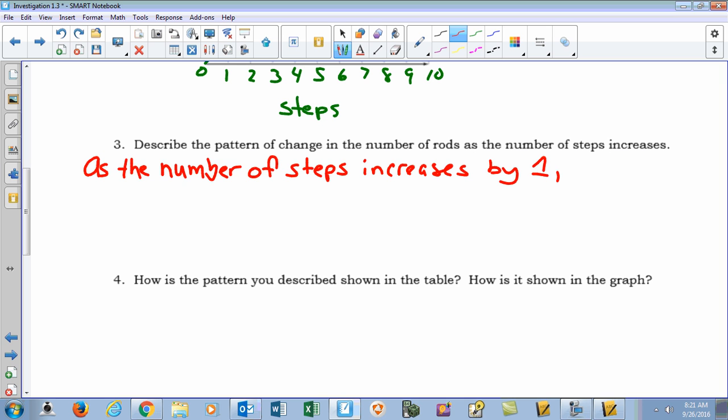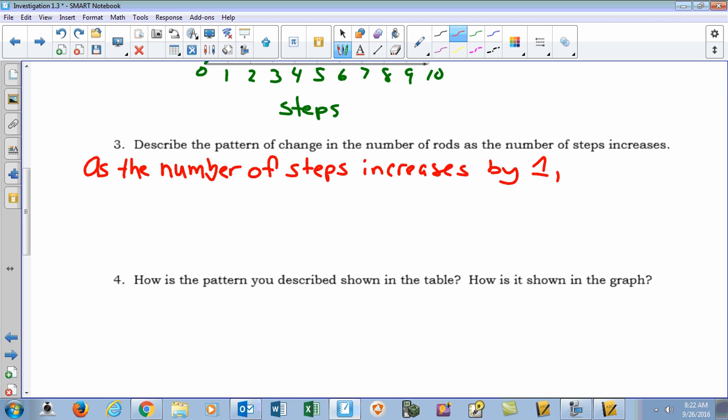The rods go up by 2, so it goes 2, 4, 6, 8, 10. How can we put that into words? So 6, 8, 10, 12. What kind of numbers are those? So it maybe increases by the next even number, right? Because we're skipping all the odds. There's no increase by 1, 3, 5, 7, 9, right? It's always 4, 6, 8, 10, 12, 14, right? Everybody with me on that?